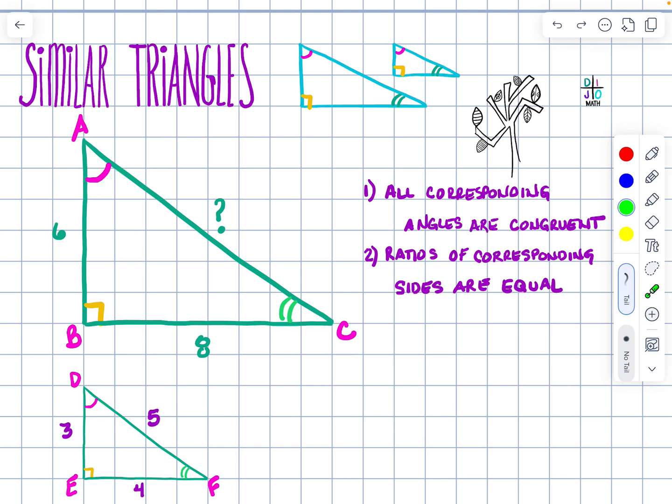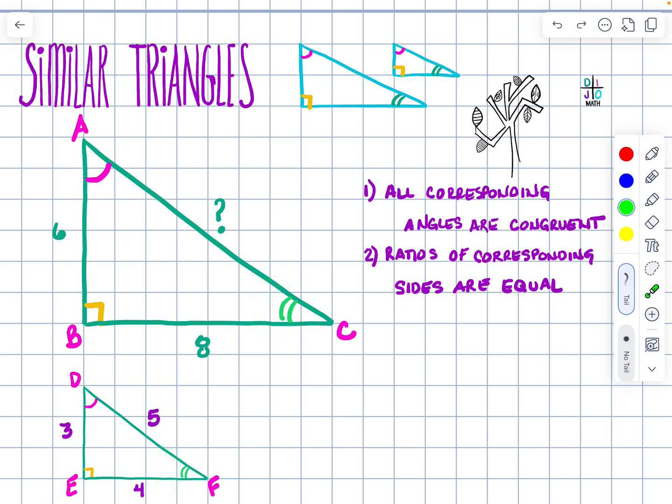So you can see how they're related to each other that way, but they're also congruent, meaning that this angle is 90 degrees and this angle is 90 degrees. They're equal to each other. This angle is equal to this angle, or congruent. This angle is equal to this angle. Okay, so that's the number one thing.